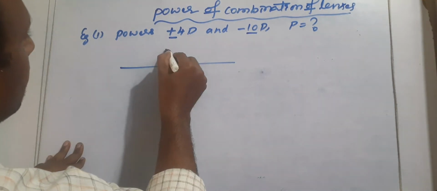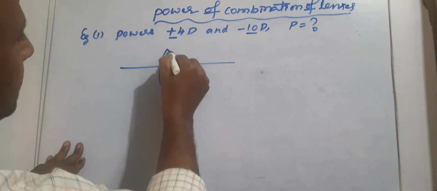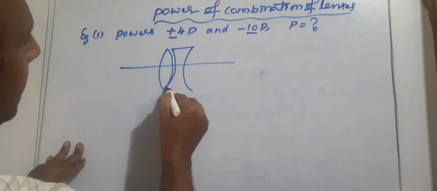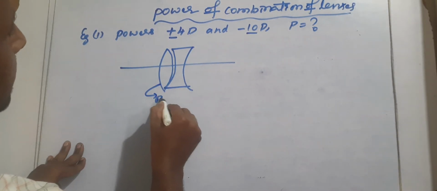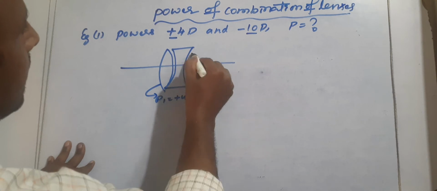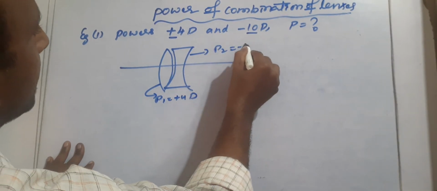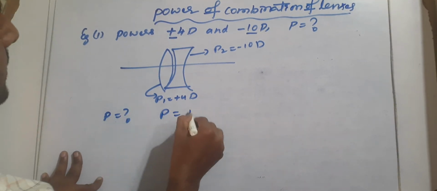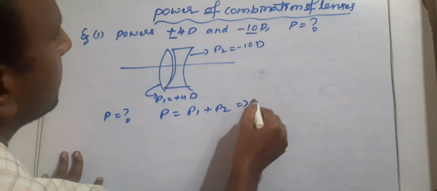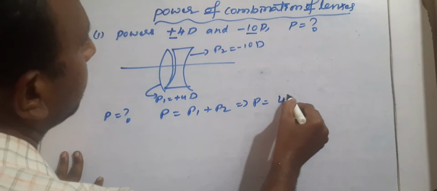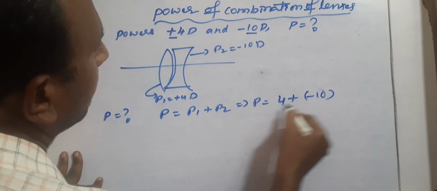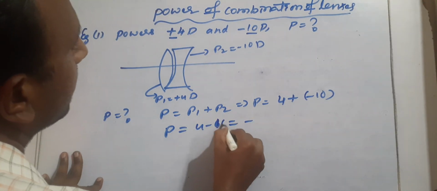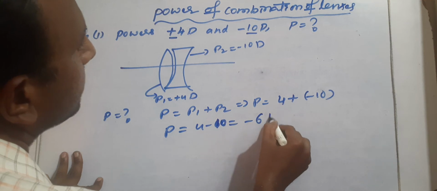Now you can see this in the form of a figure. This is a convex lens and this is a concave lens. Its power P1 is plus 4D and P2 is minus 10D. Now we want to calculate the total power. P is equal to P1 plus P2, which is plus 4 plus minus 10. So P is equal to 4 minus 10, which is minus 6D.